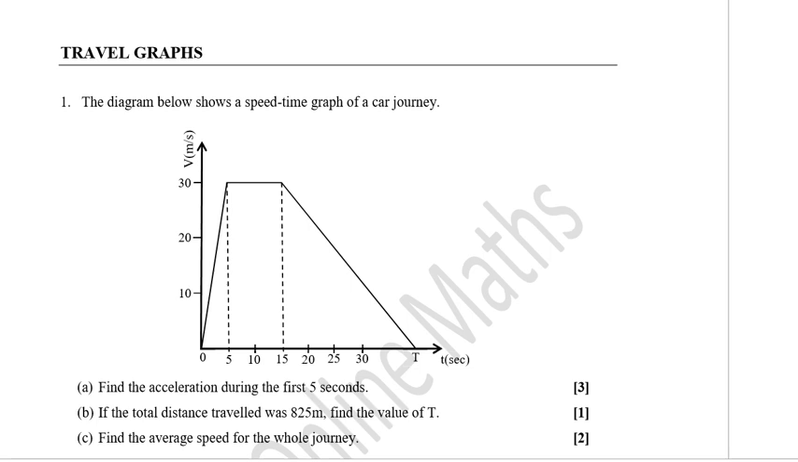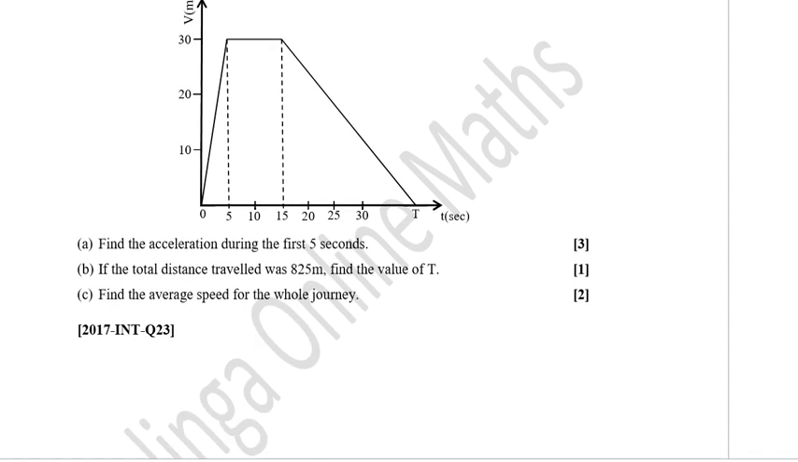In this tutorial video, we are going to look at some questions on the topic of travel graphs. This is a topic which comes in paper 1 every year, and usually it is the last question. You know that in paper 1 there are 23 questions, so it is usually question number 23. So let's look at some questions on the same topic, and I'll start with the question coming from the year 2017 internal question number 23.